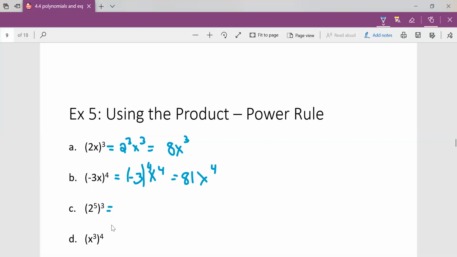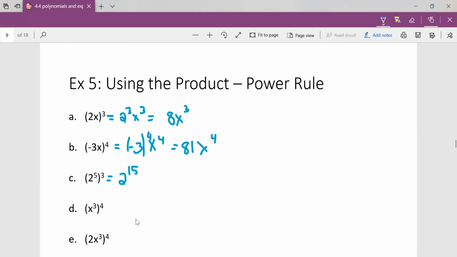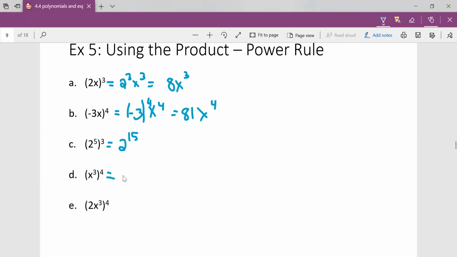Now, we didn't really talk too much about this. I didn't give a rule, but when you have a power to a power, so we have 2 to the 5th, to the 3rd, that means we're going to take these two exponents and multiply. So if you have two exponents that are being raised to each other, the rule is to multiply them. So that's going to be 2 to the 15th because 5 times 3 is 15. This next one would be x to the 12th. And the next one, now I have 2 to the 4th, because I can't forget about that too, x to the 3rd to the 4th.